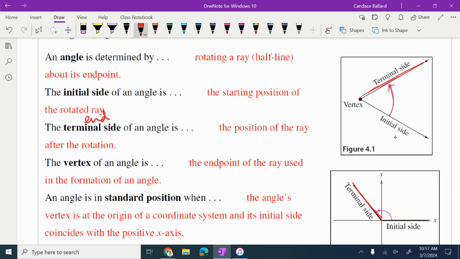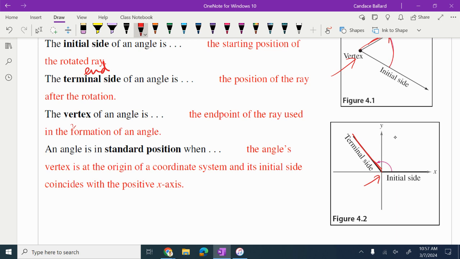The vertex is the end point of the ray used in the formation of the angle. So the two rays make the vertex of the angle. That should be something you remember from last year, probably even from like 5th grade. We say an angle's in standard position when its vertex is at the origin on the coordinate plane. We're going to mostly work with this. We're not going to work with what's up above there. We're going to work with the one below here. We're going to put the angle on the coordinate plane. That's how we're going to do our trigonometry.